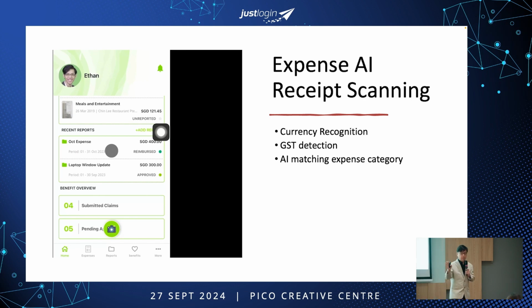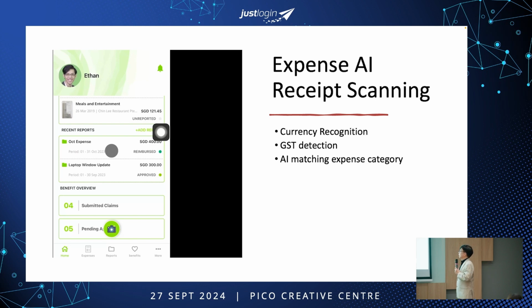Before we do this, after you scan, what do you need to do? You need to enter the expense category, correct? You need expense, otherwise you cannot submit, because the finance will want to know this is for entertainment, this is for travel, or this is for what. So that becomes a mandatory field. So you scan, you've got to fill up that field.